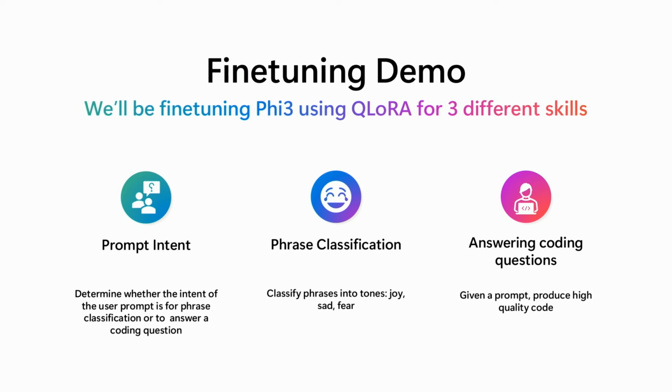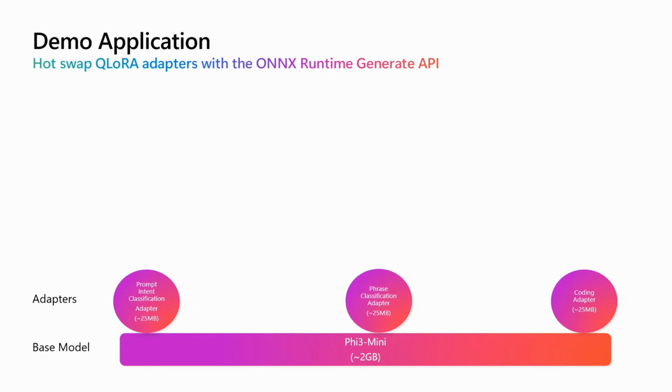And we're also going to do prompt intent as well. So we can take a user prompt and then classify that into whether it is a phrase or a coding question, right? And the reason that we are doing this is so that we can show this hot swapping of adapters. So what we will load into memory are 4 things.